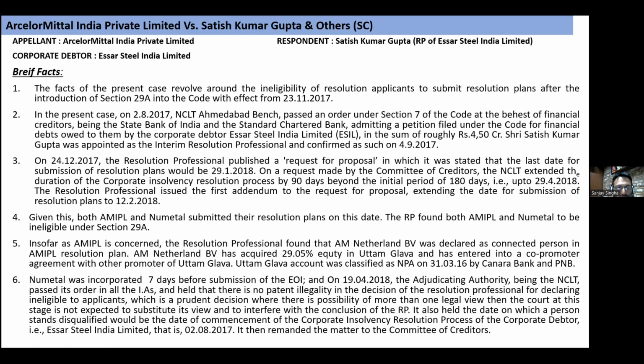So there were 2 resolution applicants. One was ArcelorMittal India Private Limited, and the second was Numetal India Private Limited. The case was filed by ArcelorMittal. There were 2 resolution applicants: one is ArcelorMittal and the second is Numetal.